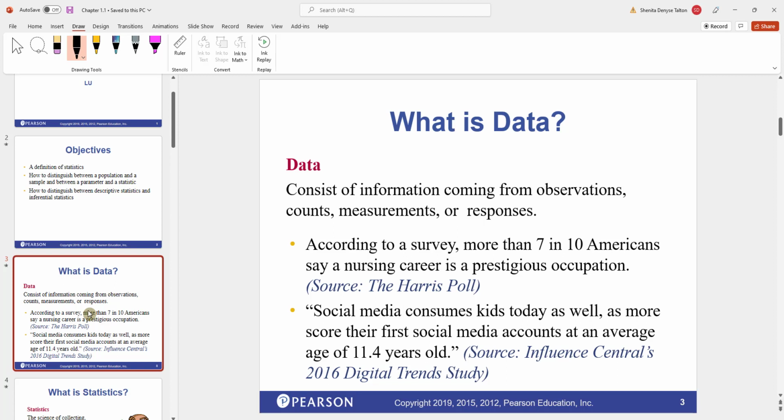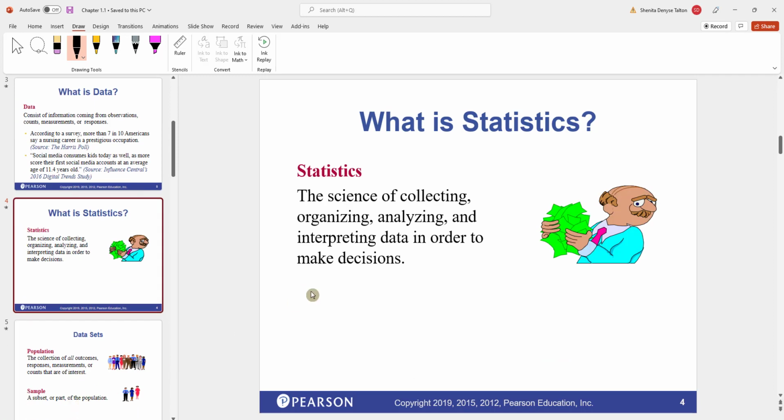So what is data? Data consists of information coming from observations, counts, measurements, or responses. These are examples of data. According to a survey, more than 7 in 10 Americans say a nursing career is a prestigious occupation. Social media consumes kids today as well, as more score their first social media accounts at an average age of 11.4 years old. Statistics is the science of collecting, organizing, analyzing, and interpreting data in order to make decisions.